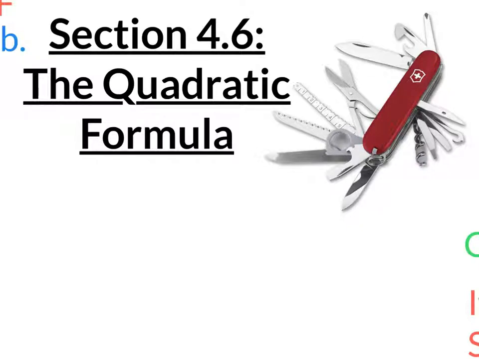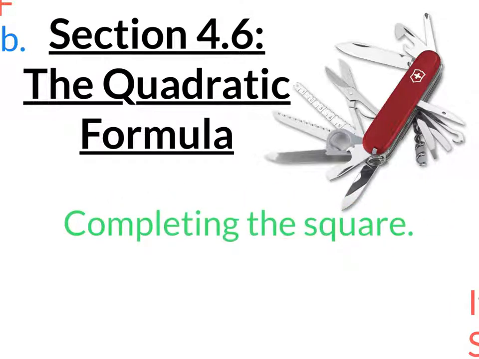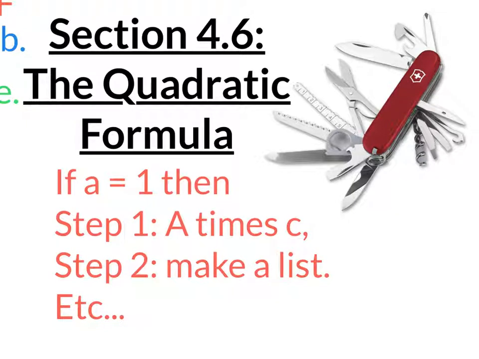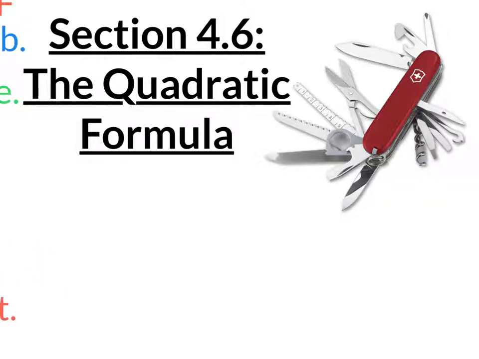We also learned about completing the square, right? That's another tool in our tool belt. And let's say if your A value is not 1, then you have to do that multi-step process. Step 1 is multiply A times C. Step 2, make a list. Those are all different tools that we have so we could factor quadratic equations, so we could split them and solve, right? So the quadratic formula will always work, right?